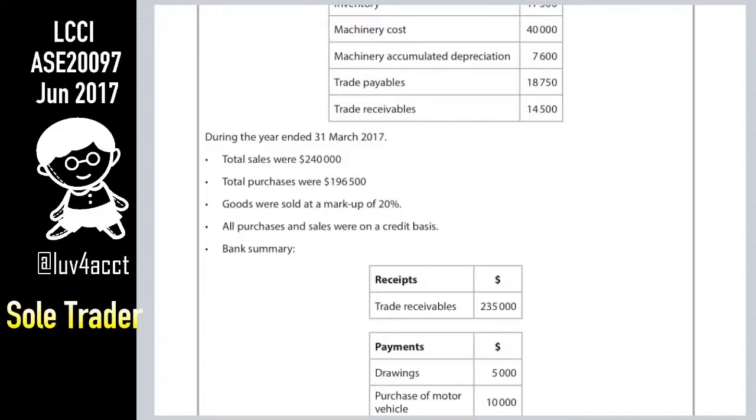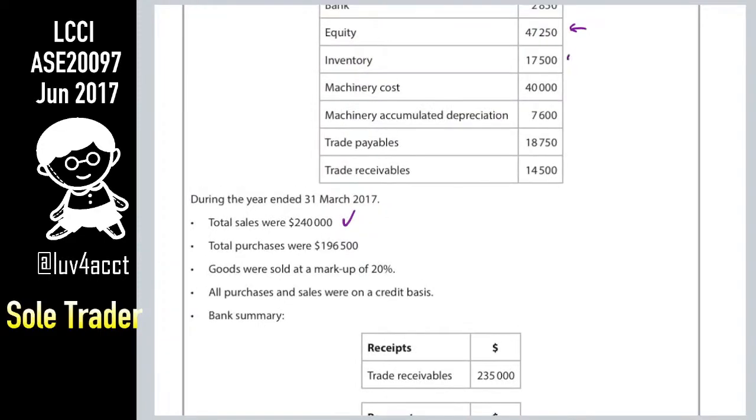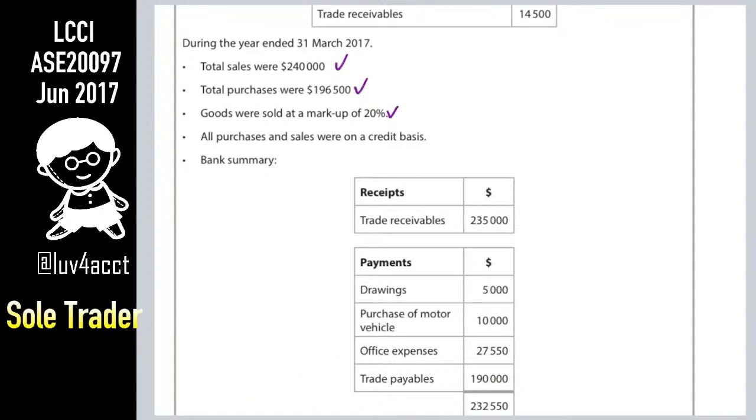All purchases and sales were on credit, and then we have markup of 20%. I don't know if you notice, if there is no other information related to adjustment for sales or purchases, then you can prepare the trading account already. You already have sales, opening inventory, purchases. How about closing inventory? You don't have, but you have goods sold at a 20% markup. If you have markup, you can calculate cost of sales, gross profit, and then closing inventory. But let's read on.